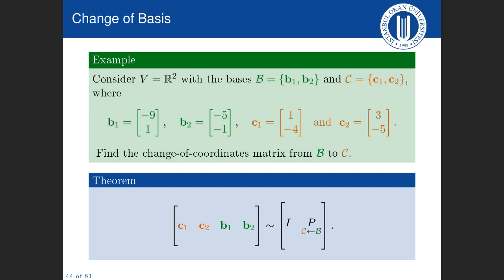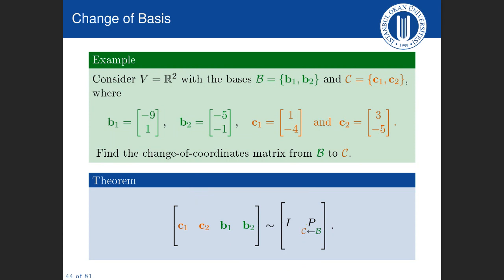And we have a theorem which is going to help us do this. The augmented matrix with columns C1, C2, B1, B2 is row equivalent to the augmented matrix where I is on the left and P from B to C is on the right. So if you use the notation in your book with a leftwards pointing arrow, remember that C on the left goes to C on the left, and B on the right goes to B on the right.